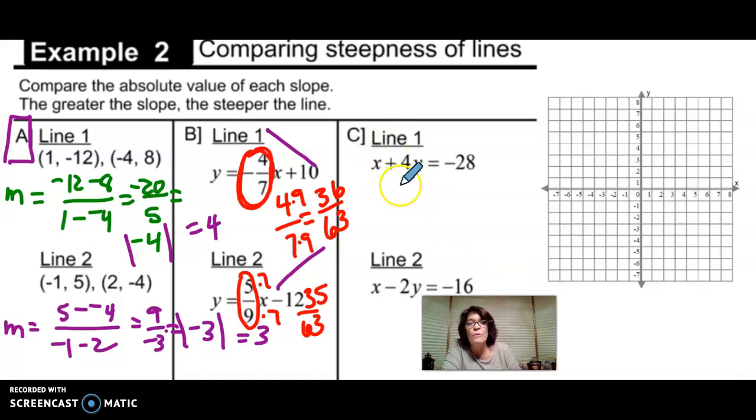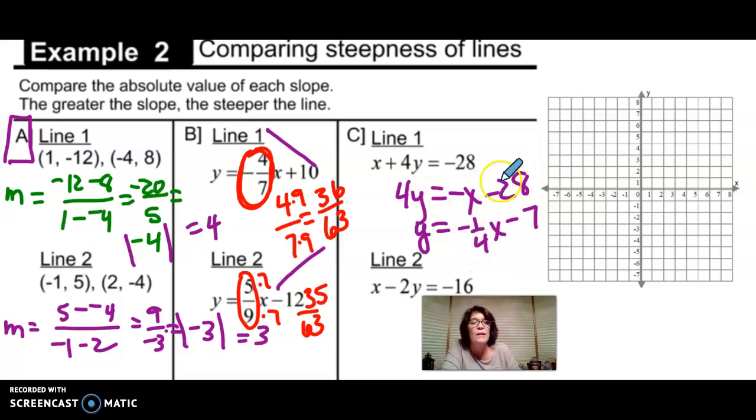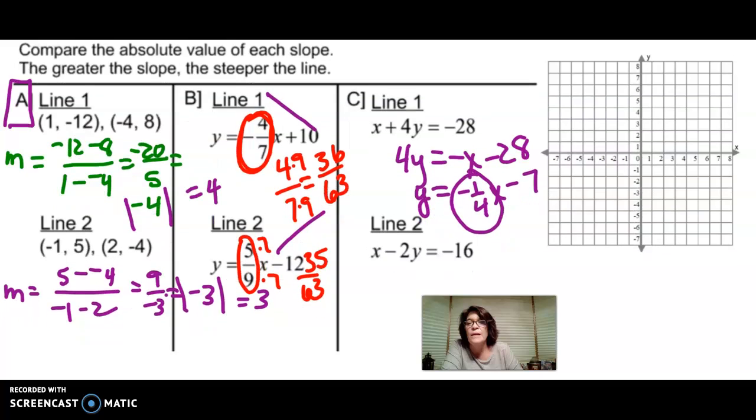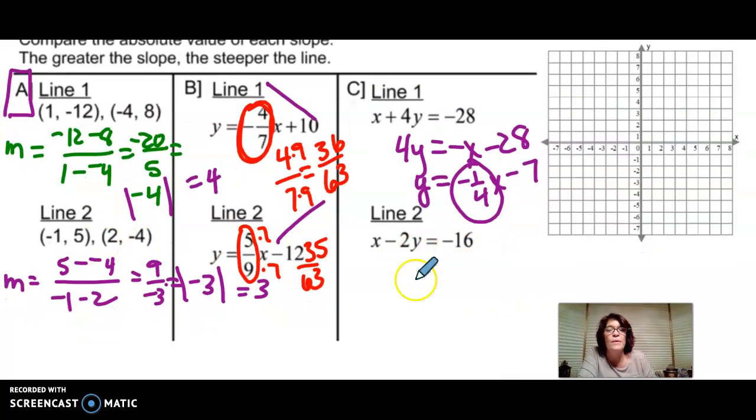This one, I can't tell what the slope is. So I'm going to subtract x to the other side with a -28, and I'll divide by 4. That'll give me a -1/4 x minus 7. Okay, -1 divided by 4 is -1/4. -28 divided by 4 is -7. I see this has a slope of -1/4. Let's see what this other one has a slope of.